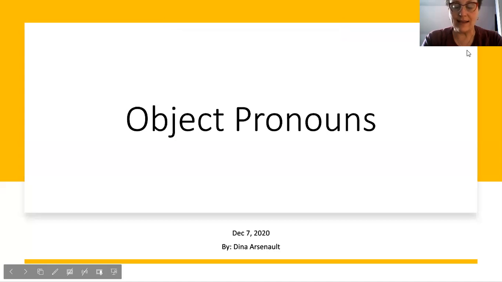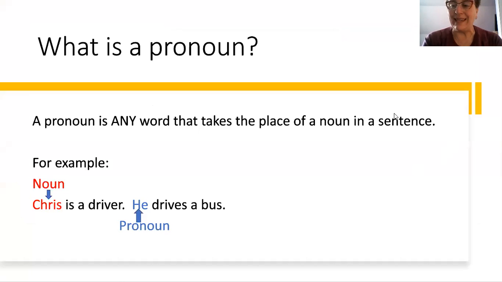Here we go. So as I had mentioned, we're going to be talking about our object pronouns in a sentence. Now, before we even begin into object pronouns, I thought it would be great if we could have a review on what exactly is a pronoun. A pronoun is any word that takes the place of a noun in a sentence. Remember, a noun is the subject, the person, place, thing, or idea that can happen in a sentence.